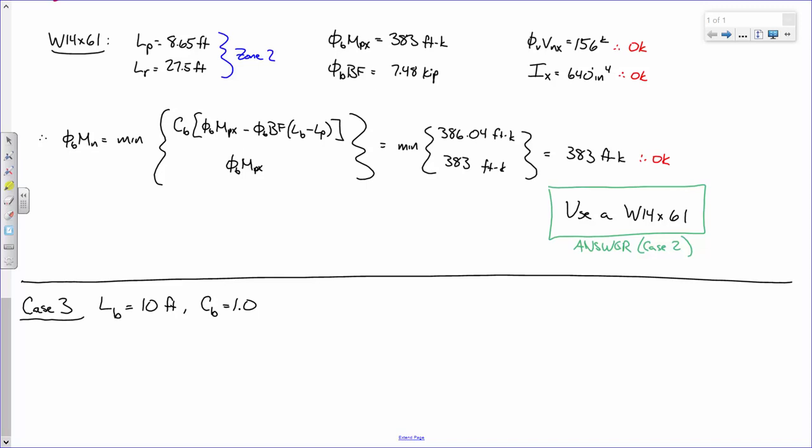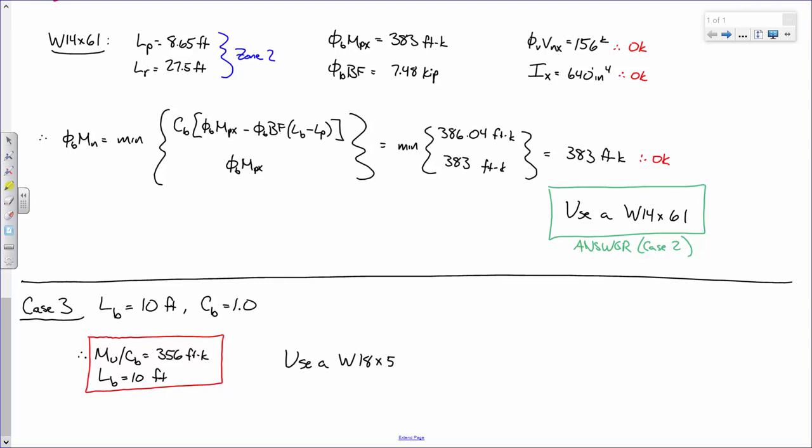So somebody tell me, let's look at this. So we're going to have MU over CB is 356, and LB is 10 feet. What's our section? And so we, instead of saying try a section, we can just say use the section. So it'd be W18 by 55. Is everybody able to find that?